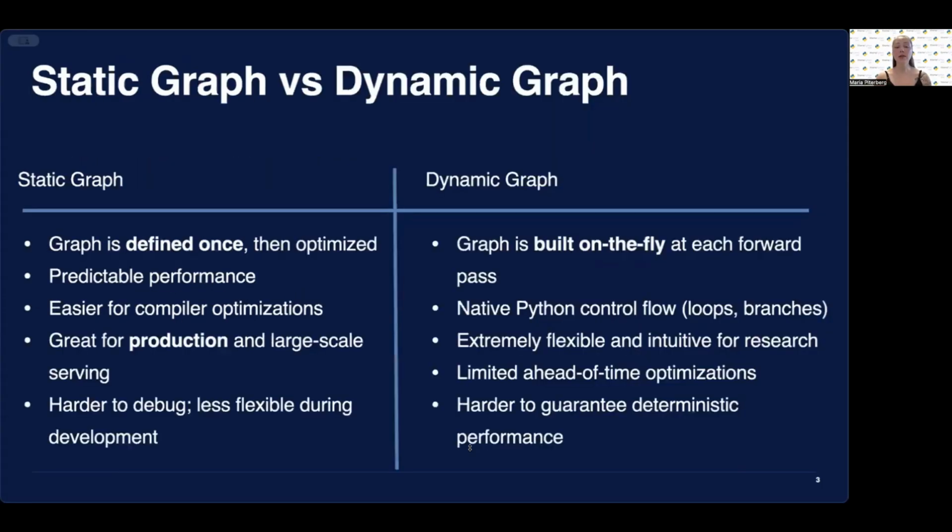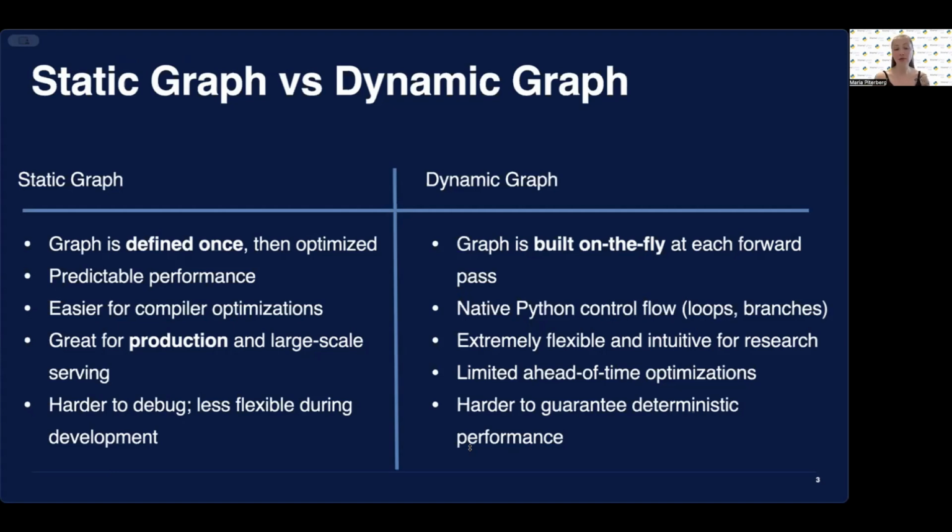Now let's discuss graphs specifically and understand the difference between dynamic and static graphs. Or in other words, whether the graph can change during runtime. Deep learning frameworks differ, not just in syntax or APIs, but in how they execute your model. And this choice fundamentally affects flexibility, debugging, and performance.